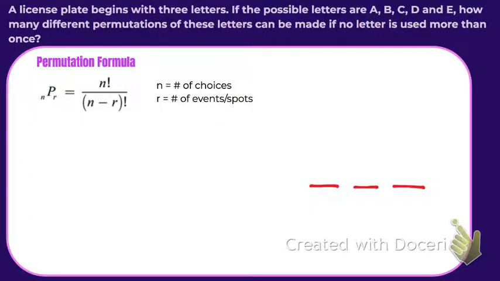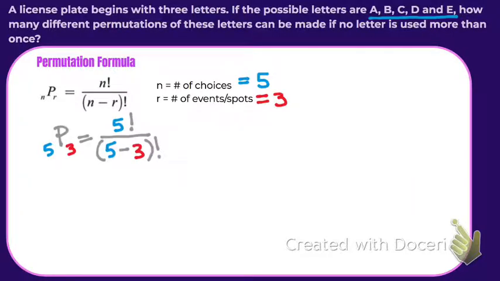So we need to figure out what numbers to substitute into this formula for N and R. So R, first off, is the number of events. I like to think of it as the number of spots. The license plate has 3 spots, and we need to figure out what letters to put in these 3 spots. So that's what R is. And then N is the number of choices you have to choose from for each of these 3 spots. So we have A, B, C, D, and E. So there's 5 choices. Now let's substitute the 5 and 3 into the formula.